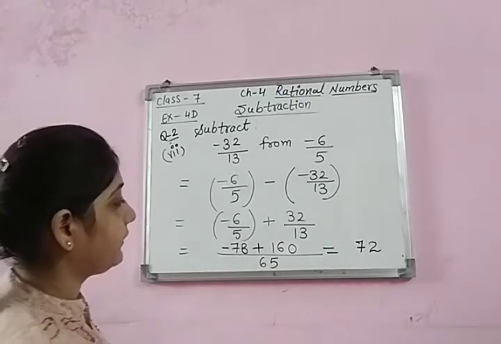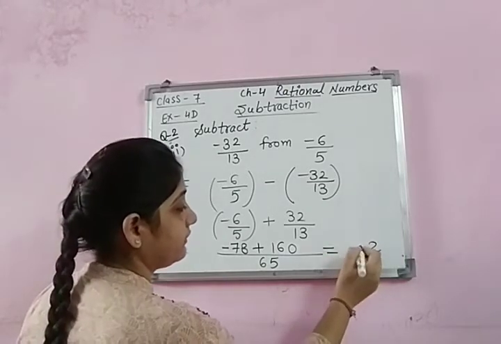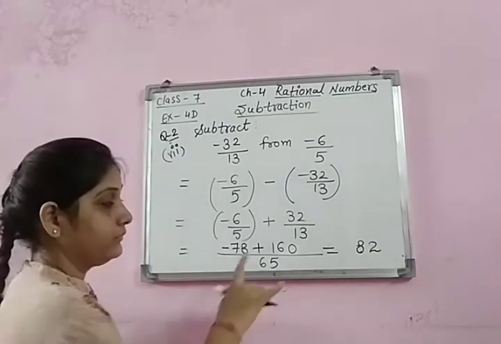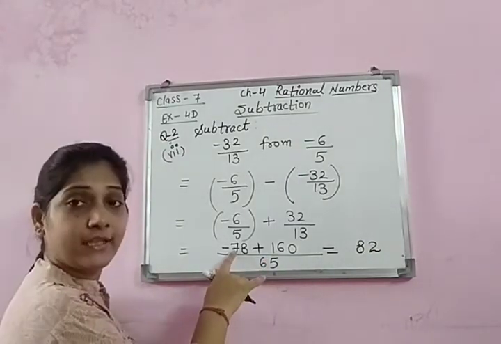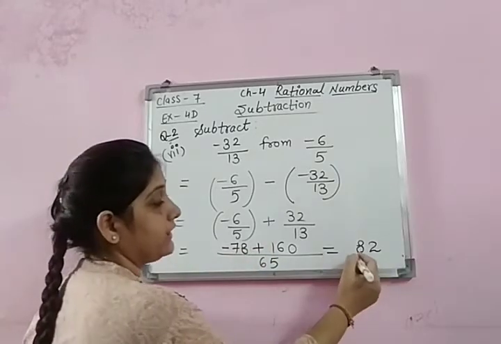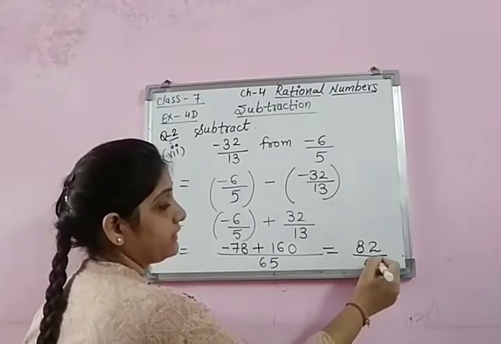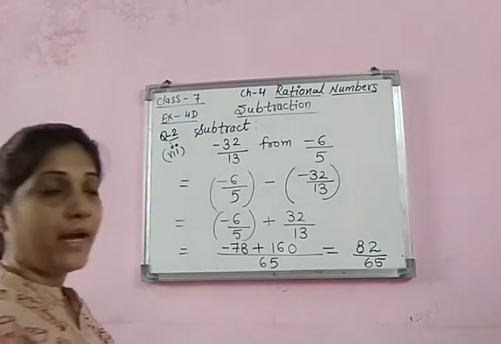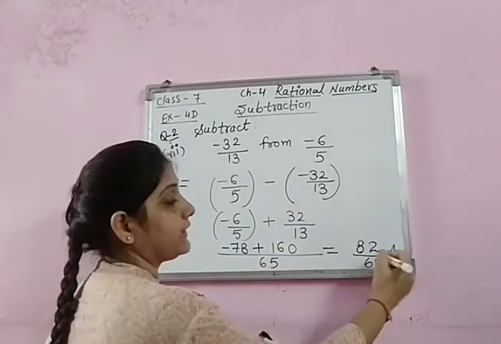Sorry, it is 15 minus 7, 8. 82, with positive or negative sign? 160 is bigger than 78, so positive sign, I think. That is no need to write. So it will give us 82 by 65. That is the correct answer.